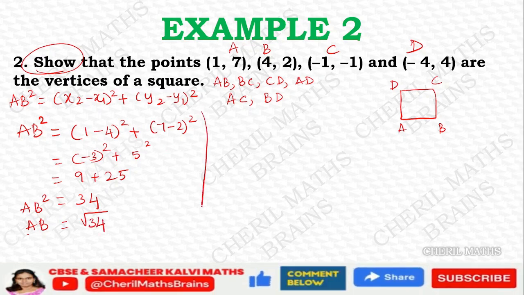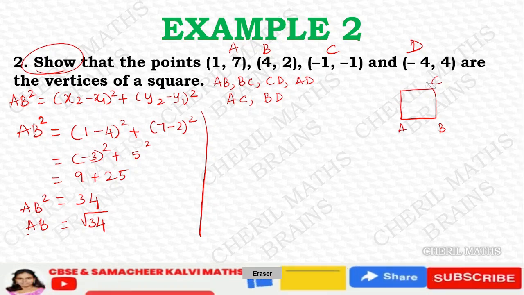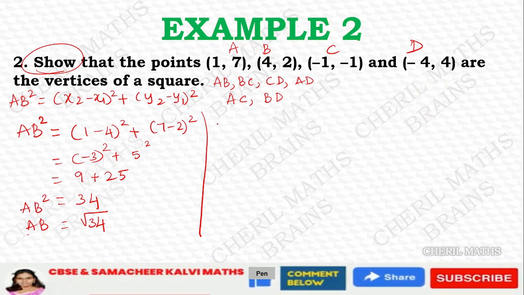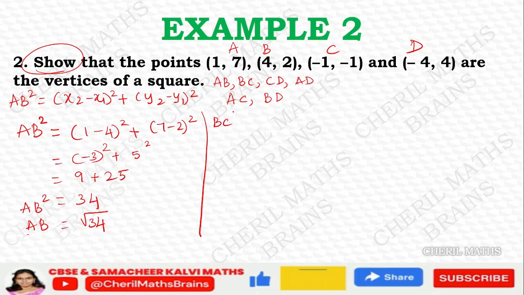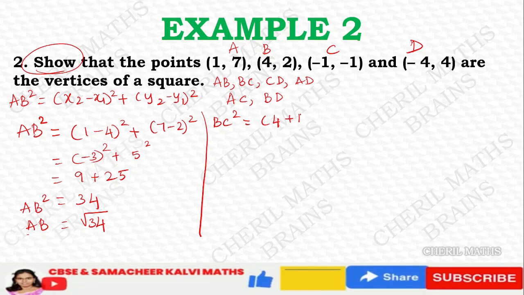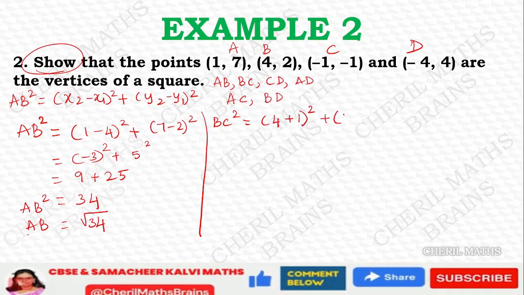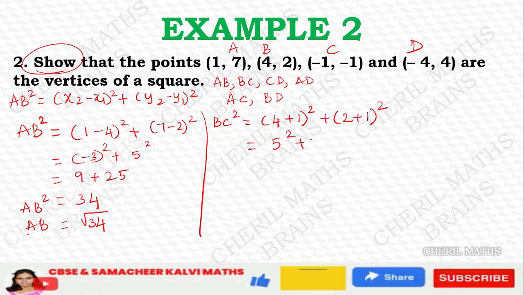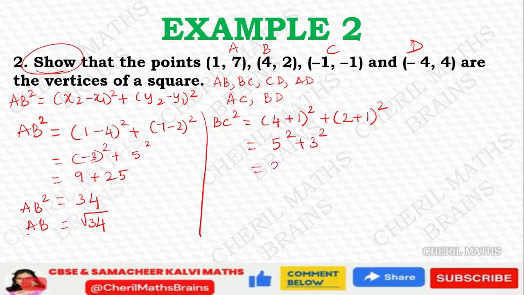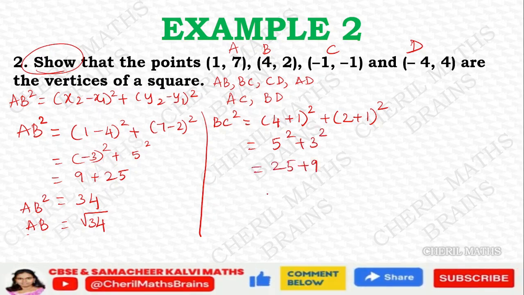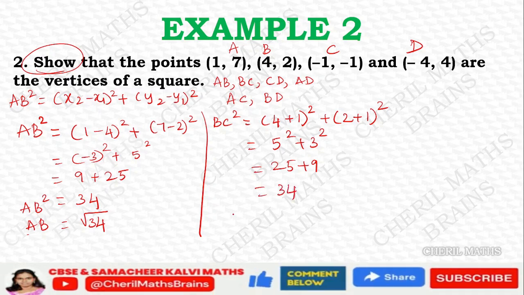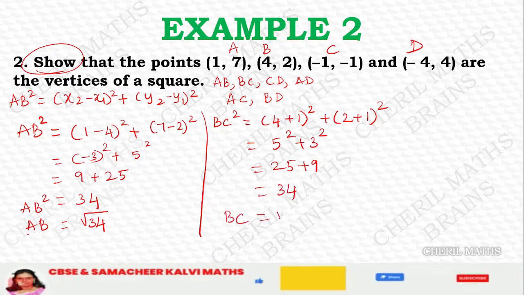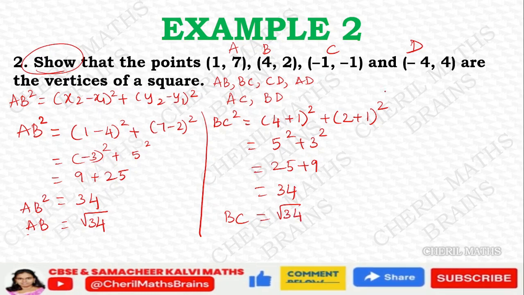Next we will do BC. For BC square, I can write 4 minus of minus 1, so it will be 4 plus 1 the whole square plus 2 minus of minus 1, which is 2 plus 1 the whole square. So it will be 5 square plus 3 square, again 25 plus 9, which is 34. BC is also root 34.